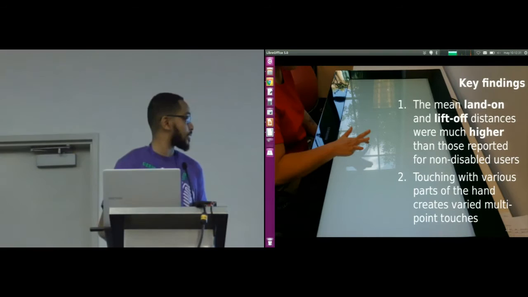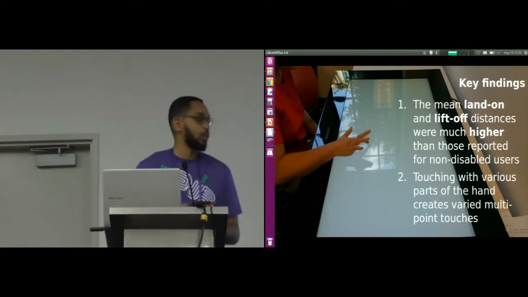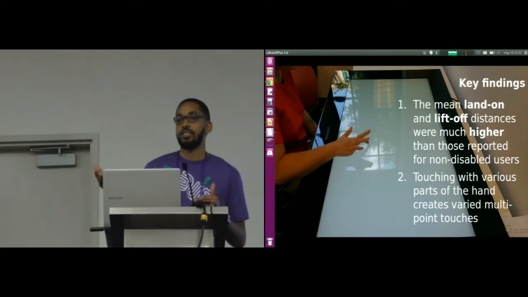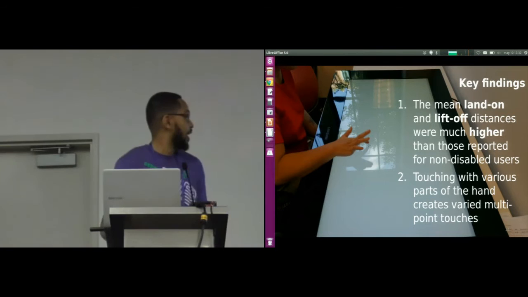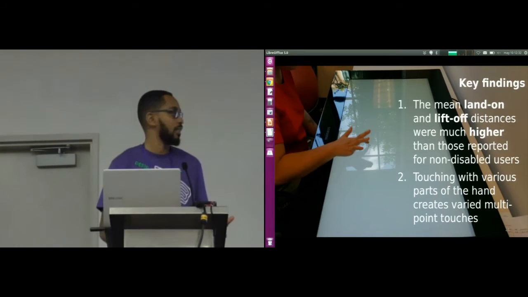So the key findings here are that the mean land-on and liftoff distances were much higher than those reported for non-disabled users. And this is a problem because remember, for a user to acquire a target, they have to both land and lift within the bounds of the target. From the numbers we just saw, those ranges are much too big to accommodate the size of current touchscreen targets. The second thing we observed was that touching with various parts of the hands creates very multi-point touches, right? That's the problem. The system can't infer where the user is trying to touch.